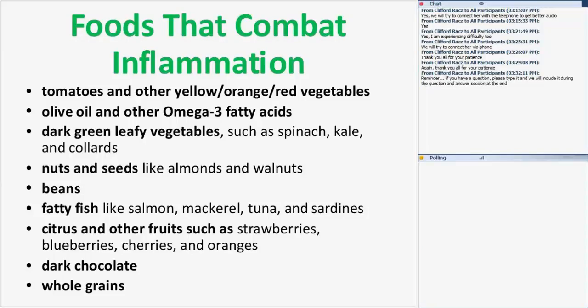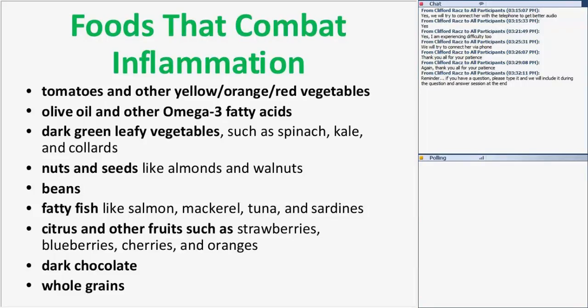Citruses and other fruits are another one that have often been associated with some of the myths that they need to be cut out of the diet. And in truth, there's really no proof out there that they're going to add to your pain in any way. In reality, vitamin C that comes from all of these citrus fruits like strawberries, blueberries, cherries, oranges, grapefruit, is actually critical in the formation of your cartilage in some way.